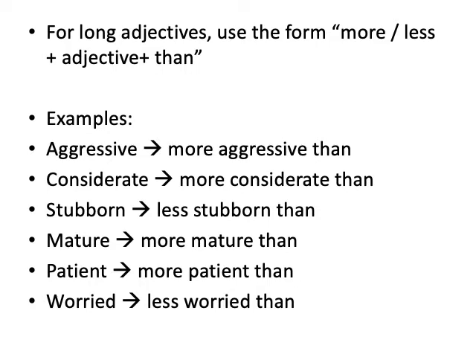For example, aggressive. كل ال adjectives دي are taken from the text that we have just read in the previous video. aggressive هتبقى more aggressive than، مش هنحط R ولا ER، هنحط more. considerate more considerate than. stubborn less stubborn than. mature more mature than. patient more patient than. worried less worried than, and so on. أي adjective that consists of more than one syllable, we add more or less before it and then after it. والadjective زي ما هي في النص ما بنغيرش فيها أي حاجة.